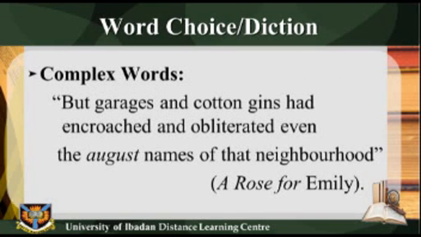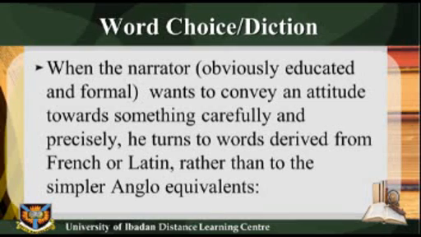Another type of diction is complex words. "But garages and cotton gins had encroached and obliterated even the august names of that neighborhood." When the narrator, obviously educated and formal, wants to convey an attitude towards something carefully and precisely, he turns to words derived from Latin or French, rather than to the simpler Anglo-Saxon equivalents. New people and modern ways don't move in. They encroach where they don't belong. They don't just wipe away the worthy names. They obliterate names that were august.